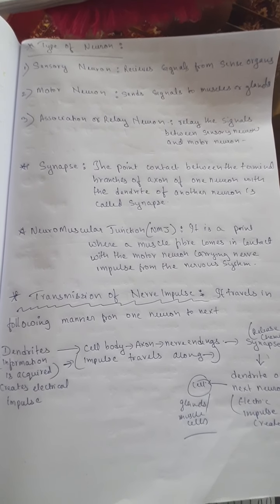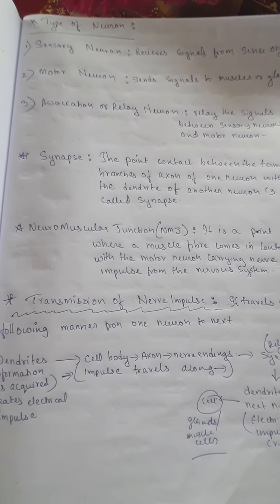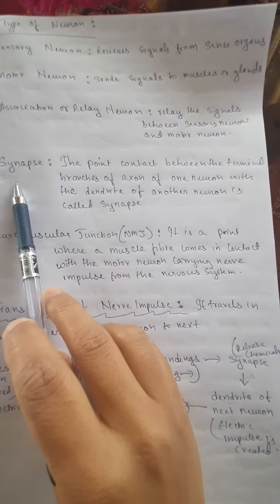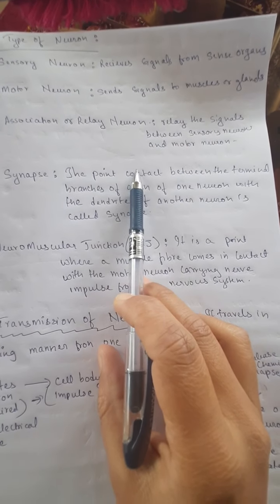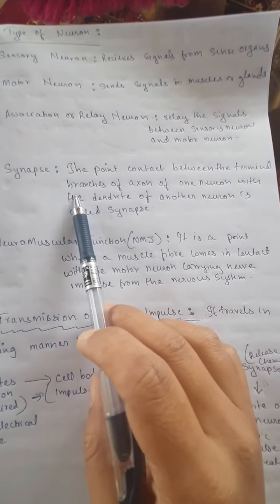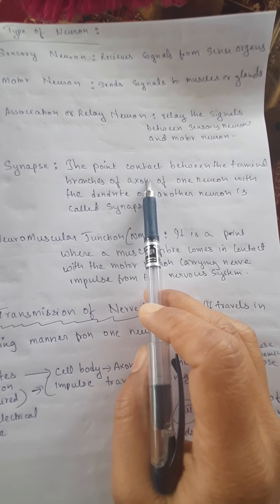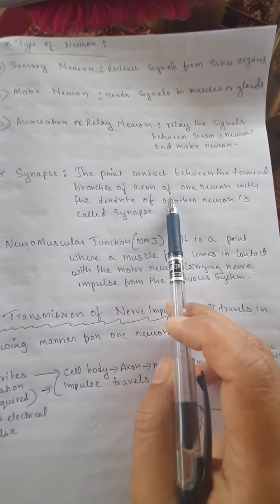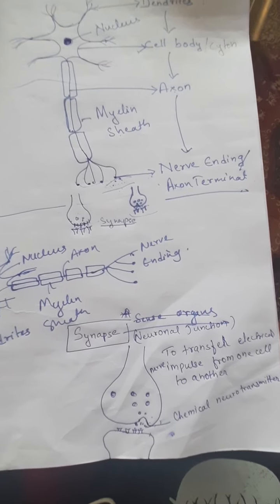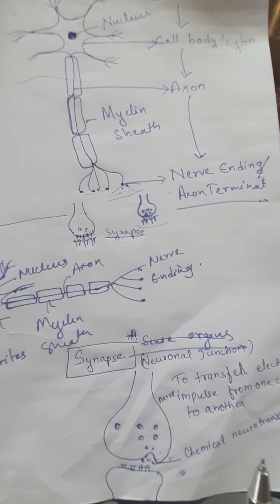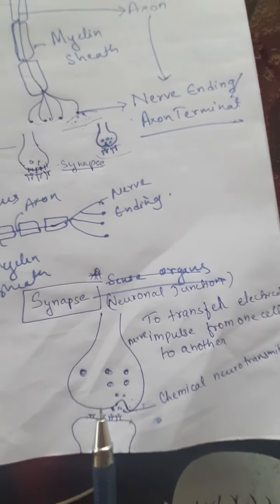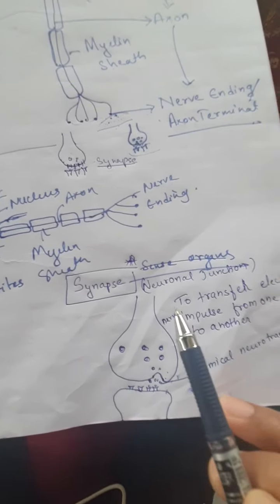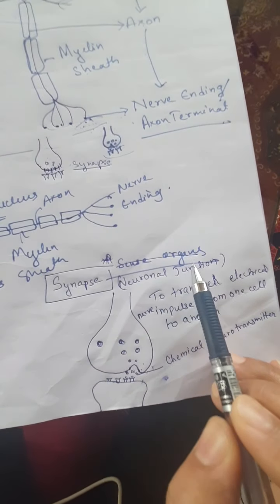There is another important term, synapse. Now, what is synapse? Synapse is the point of contact between the terminal branches of the axon, that means axon terminal, nerve ending, of one neuron with the dendrite of another neuron. Synapse is a gap between 2 neurons. It is also called the neuronal junction.